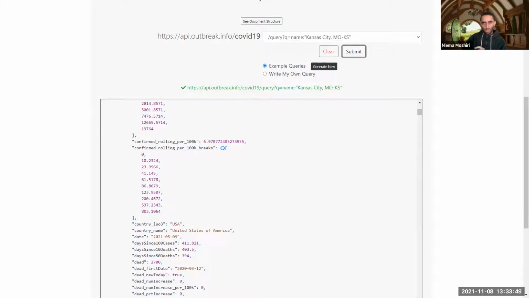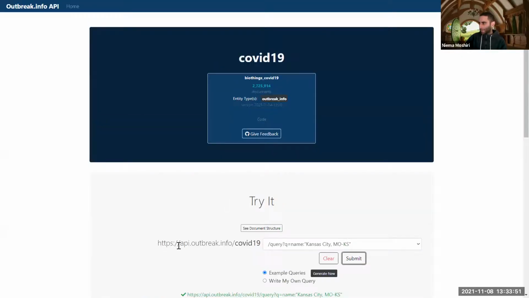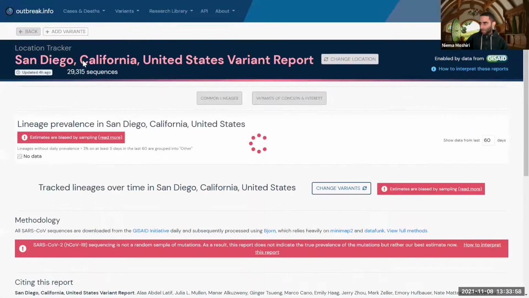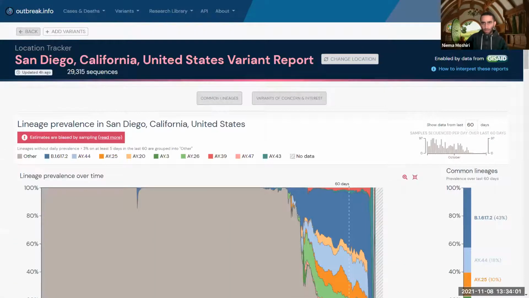There's a question in the chat. Could you send the link again? Yeah, I can paste the link to this one, and it's also in the slides, I think. Let me copy the link to outbreak.info, and their API specifically is right here. But all these links are in the slides as well. If you ever take a coding class, or if you ever just want to make a project for fun, this might be a good resource to base it on.